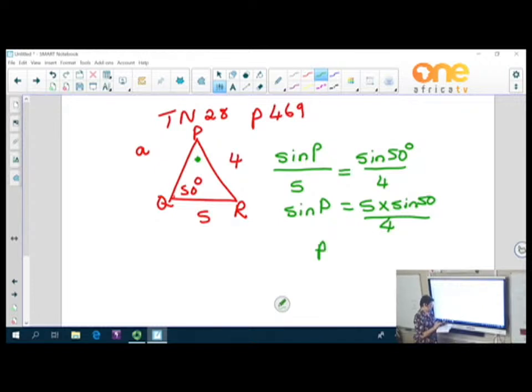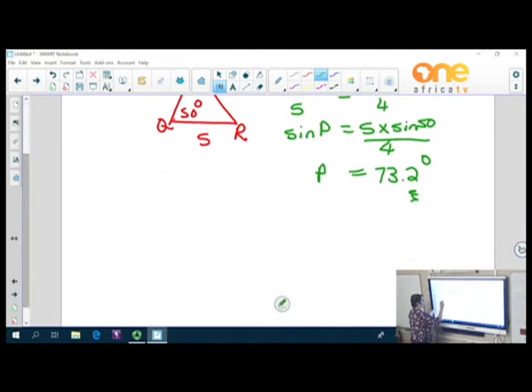Inverse sine, brackets, 5 times sine 50, divide by 4. You'll have to use extra brackets there, is equal to. The answer is 73.2 degrees. This is now angles, one decimal place, 73.2 degrees there. So it works very easily.